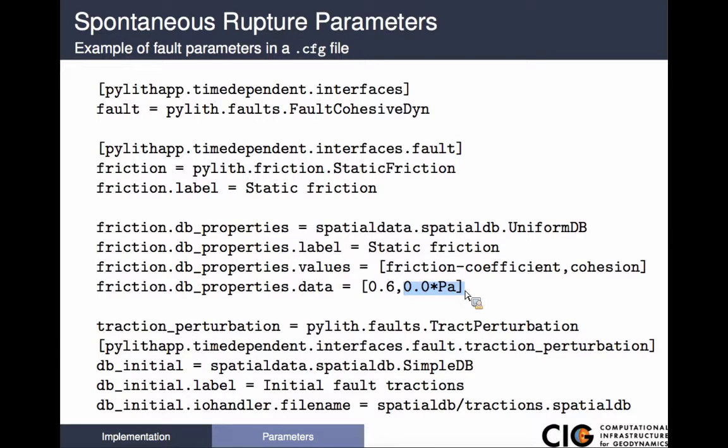An example of a traction perturbation is shown at the bottom. So here I used a simple spatial database, tractions.spatialdb. And this is most often used in a dynamic rupture where you want to nucleate a rupture at a specific point. So you know where the hypocenter of the earthquake should be. So at some location you slowly increase the tractions above the threshold and expand that area over which those tractions increase until the rupture will spontaneously start propagating on its own.